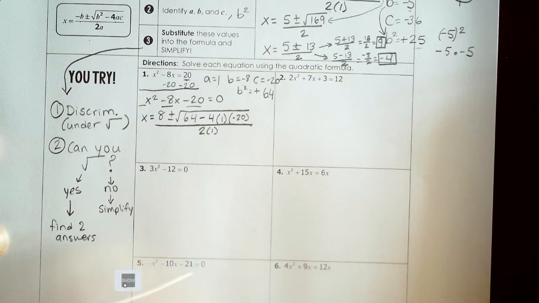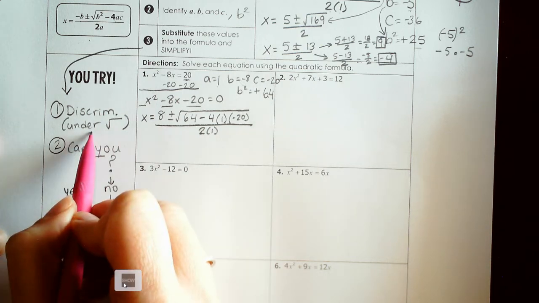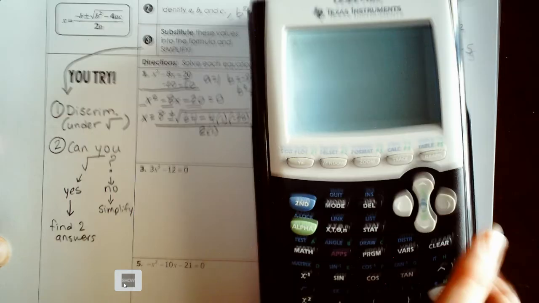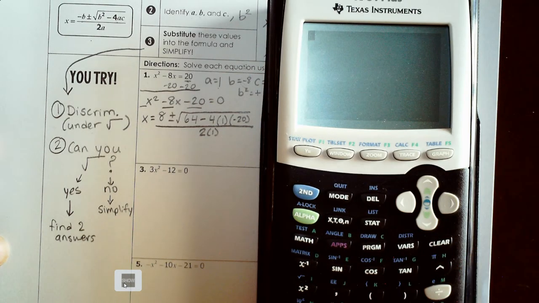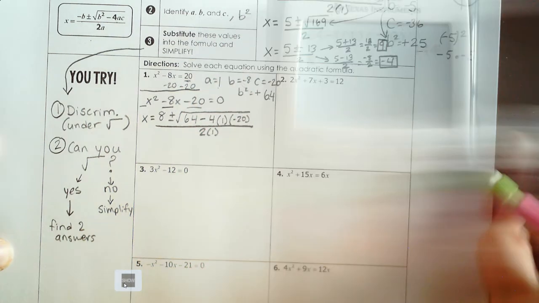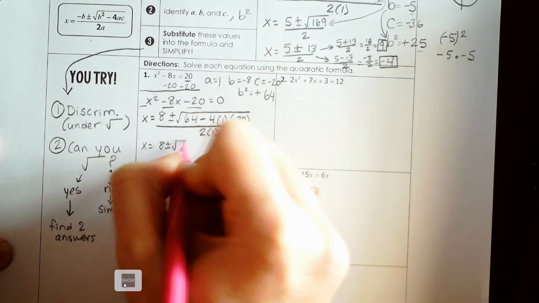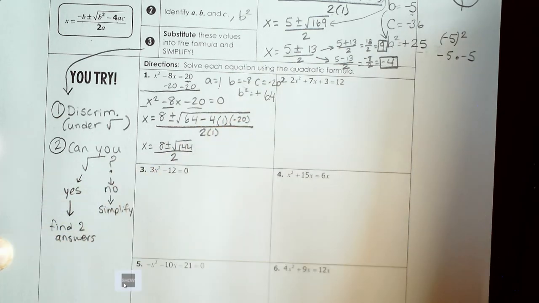All right, now we're going to simplify. So remember over here, we're going to start with the discriminant, the part under the radical. And we're going to type that in the calculator. All right, so let's see. We have 64 minus 4 times 1 times negative 20. And I get 144. So I have x equals 8 plus and minus the square root of 144 over 2.